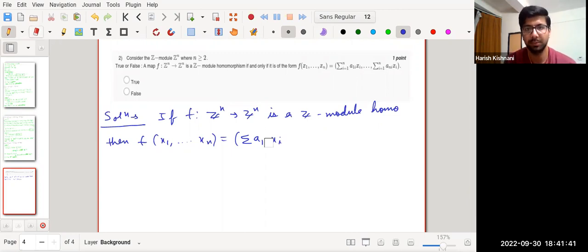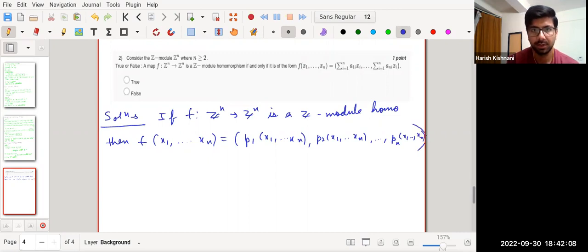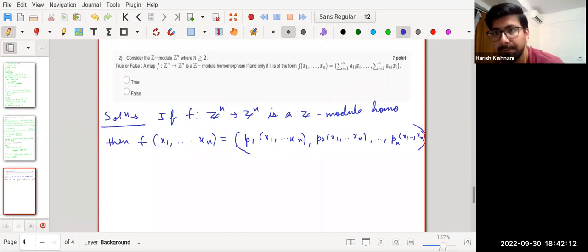I should write it more clearly. Some p1 of x1, ..., xn, p2 of x1, ..., xn, and then you have pn of x1, ..., xn, right? Now, what else can you say?